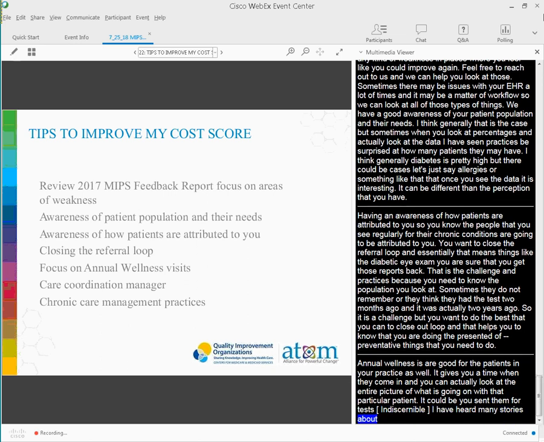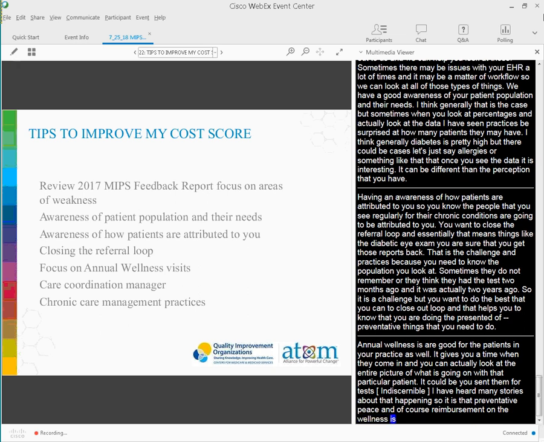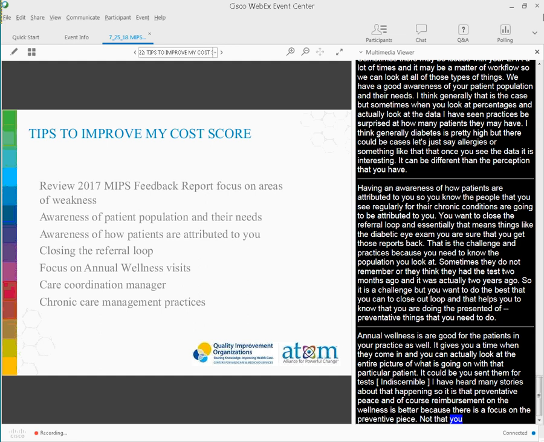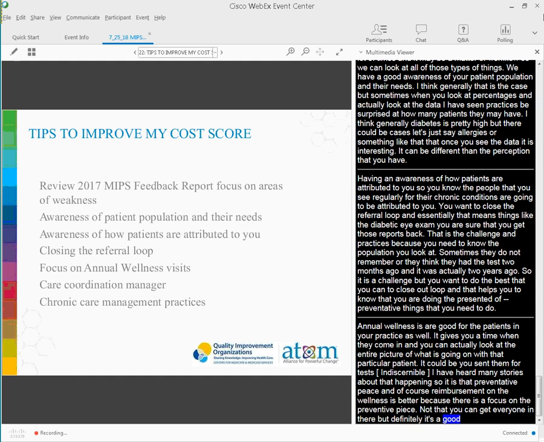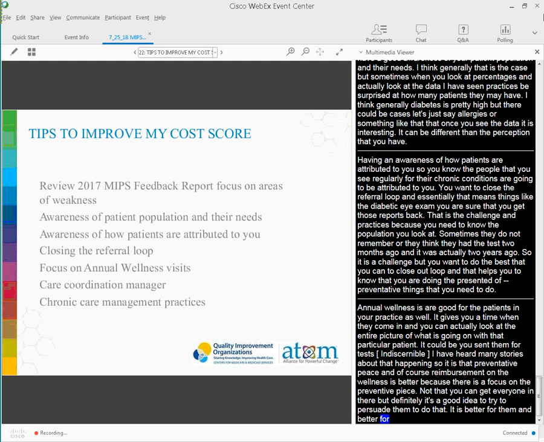And, of course, the reimbursement on the wellness visits is better because there is a focus on the preventive piece. Not that you can get everyone in there, but definitely it's a good idea to try to persuade them to do that. It's better for them and better for the practice. It's good to have a care coordination manager.